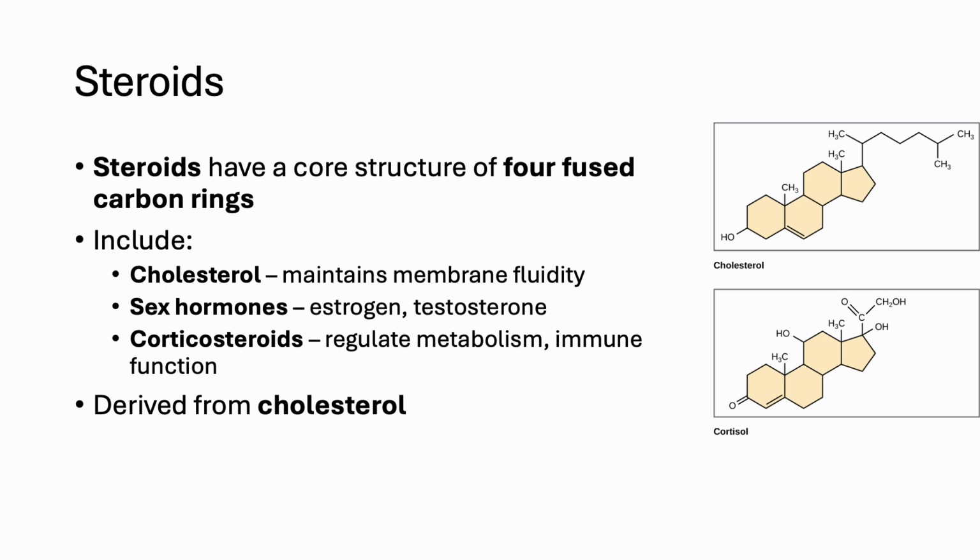From cholesterol, the body produces sex hormones like estrogen and testosterone, which regulate reproductive systems and secondary sex characteristics. Corticosteroids like cortisol help control metabolism, stress response, and immune activity. Although steroids are lipids, they differ significantly from fats in both structure and function.